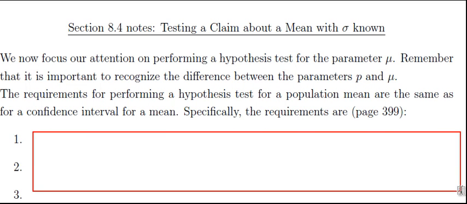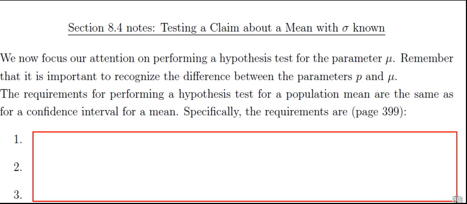Hello, we are going to start chapter 8.4, and we're going to repeat everything we did for a proportion, but we're going to do it for the mean. And so our parameter changes from the letter P to the Greek letter mu, and it's really important in the next couple of weeks that you recognize the difference between a proportion and a mean.